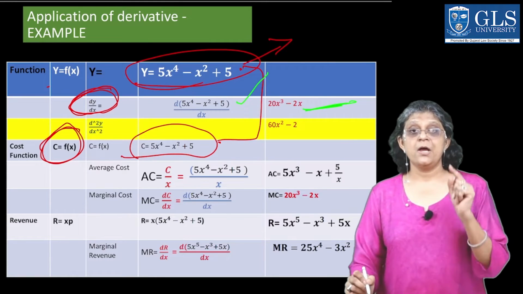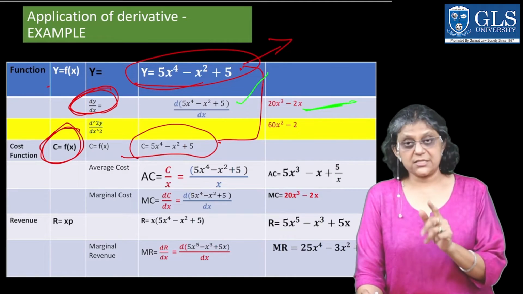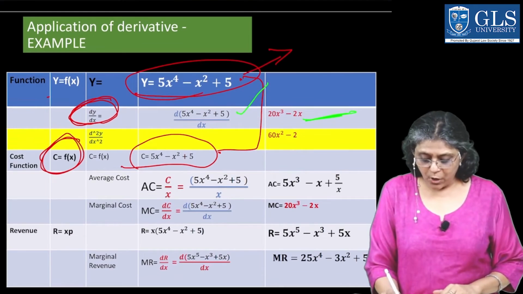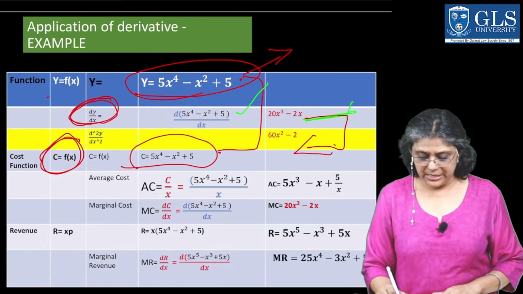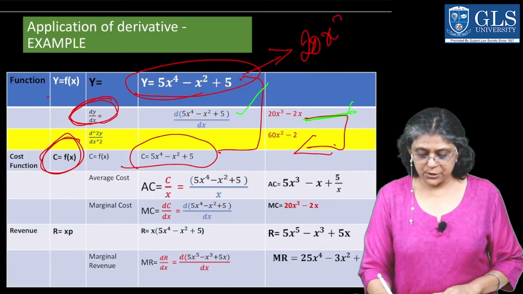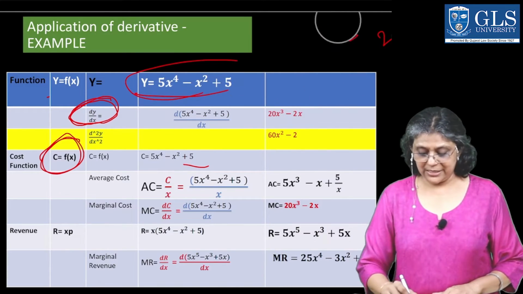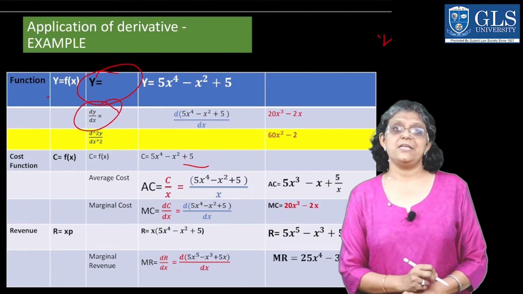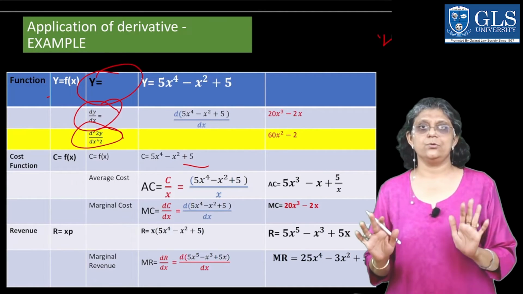If you can see here, my first order is 5 into 4, that is 20x cube, minus 2x, plus 5 becomes 0, since it is a constant. Do you remember, student? Okay. Now from this, I have found out the second order derivative. That is, 20x cube becomes 60x square, and 2x becomes 2. So what I can see here is that for a given equation y, this is my dy by dx and this is my second order derivative. I am taking out everything beforehand.